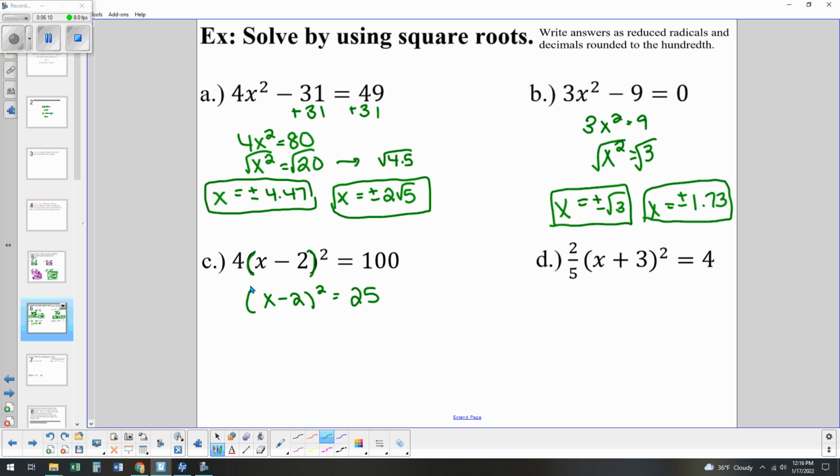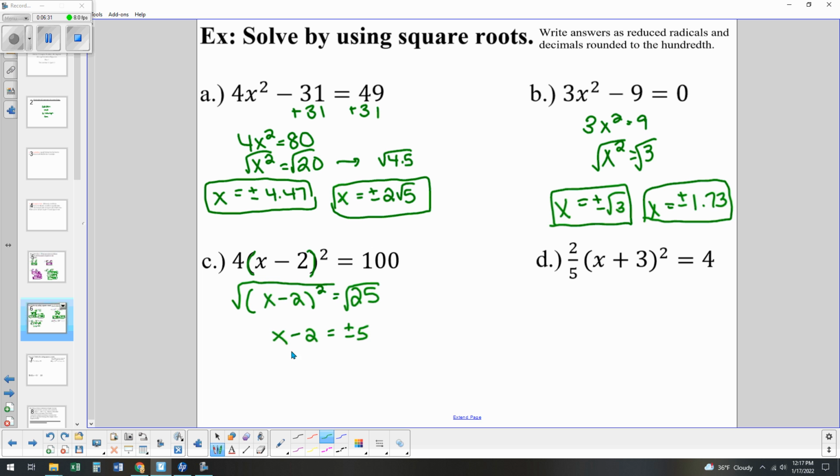So the entire side here is being squared. So I can actually take the square root of the entire side now. And the square root and the squared cancel each other out, and I'm left with what was inside the parentheses, which is x minus 2. When I take the square root of 25, I get plus or minus 5.